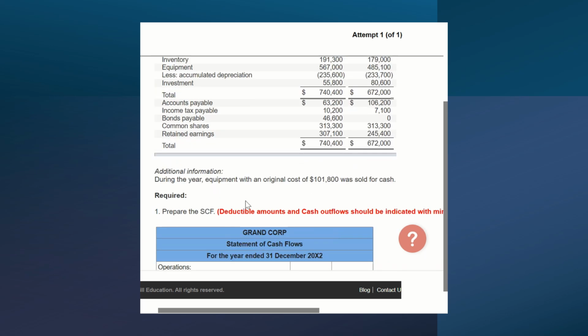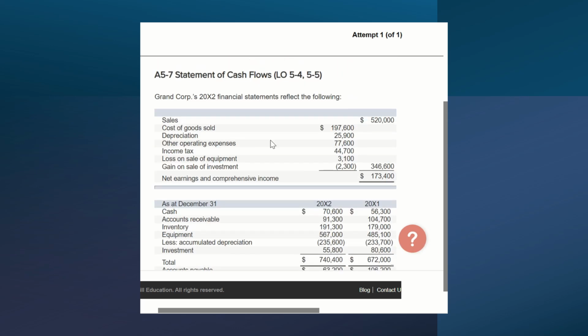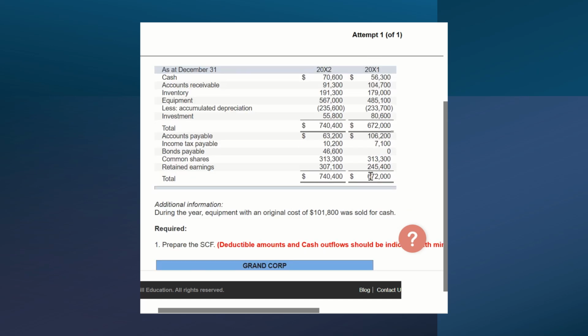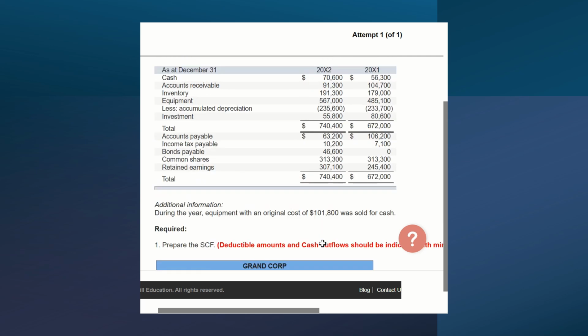In addition to that, there's one piece of additional information here where it says during the year, equipment with original cost of 101,800 was sold for cash. So what I want to do first is talk about where everything goes in terms of your analysis. If you're starting the statement of cash flows, you're going to start with the operating activities section. So what do we need for that? Well, we need our net earnings and comprehensive income, which is 173.4. That is the starting point of our statement of cash flows. So you can see that here in operating activities, we start with net income of 173.4.